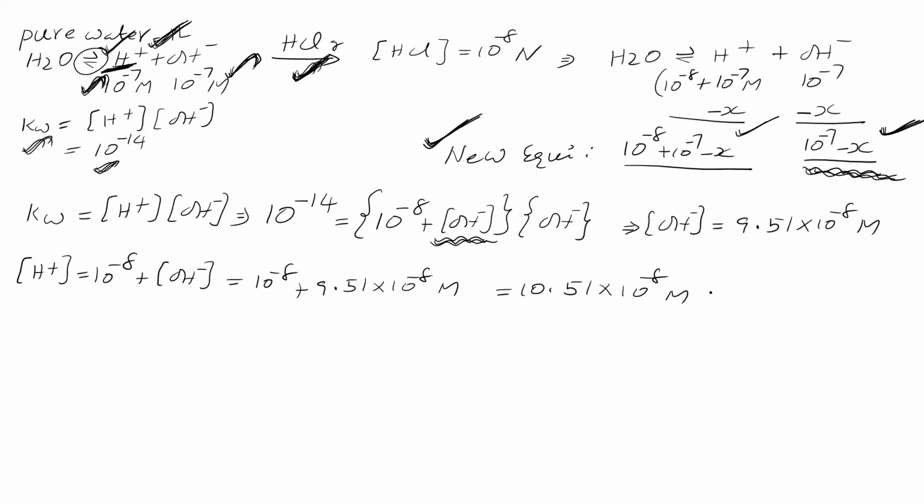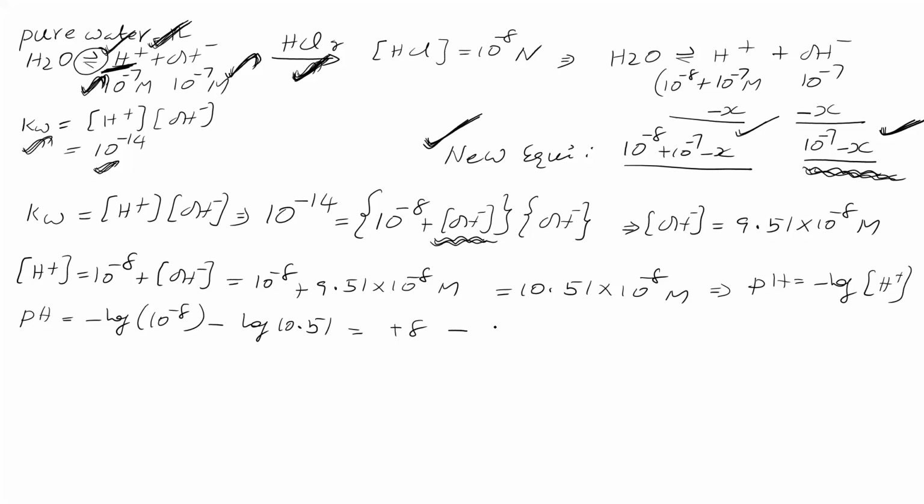Now we will go for pH. The pH formula: pH is equal to minus log of H plus. We substitute this H plus value. Therefore, pH is equal to minus log of 10.51 into 10 to the power of minus 8, which is minus 8 plus log 10, that is 1, minus log 10.51, which is 1.022. Simplifying, we get 6.978.